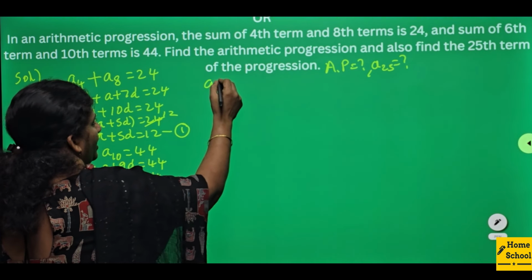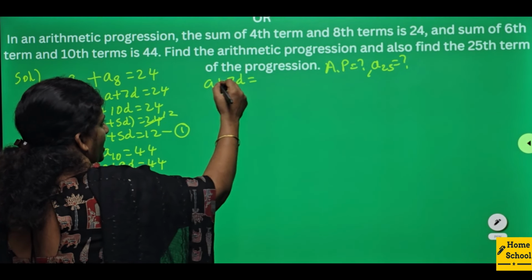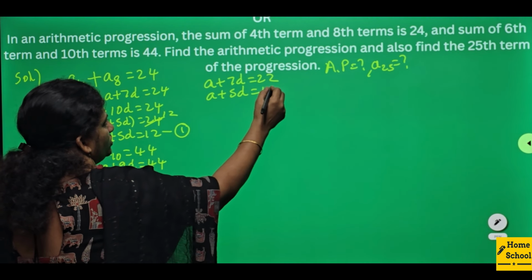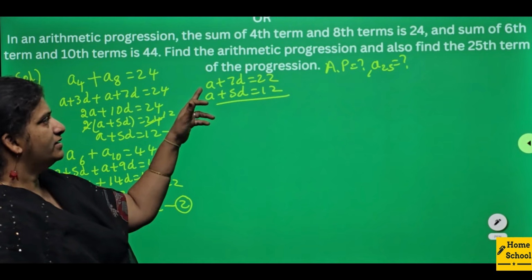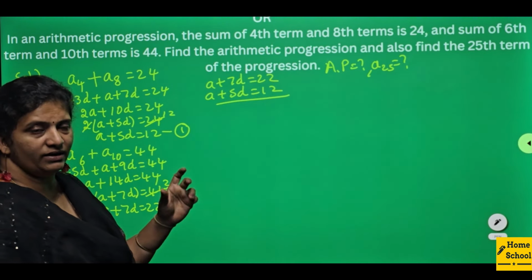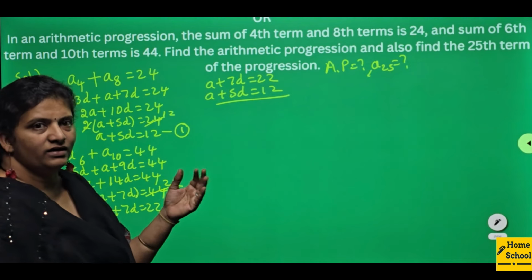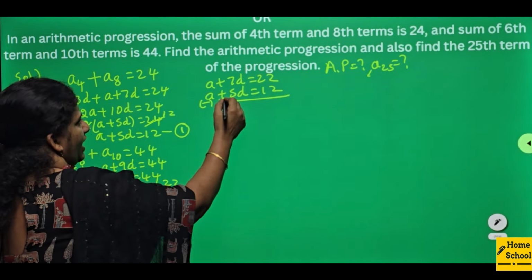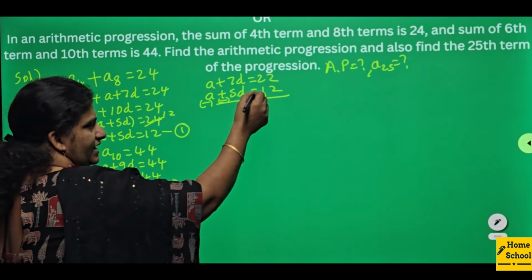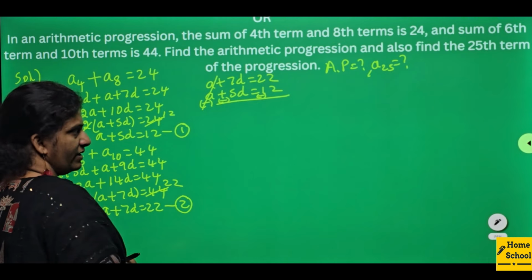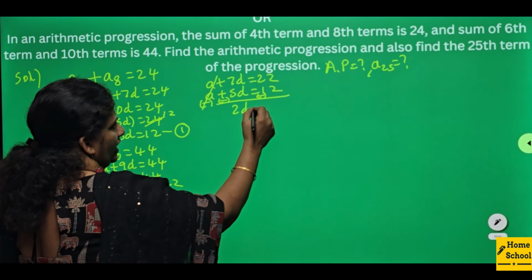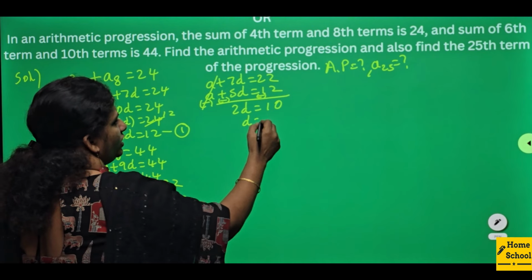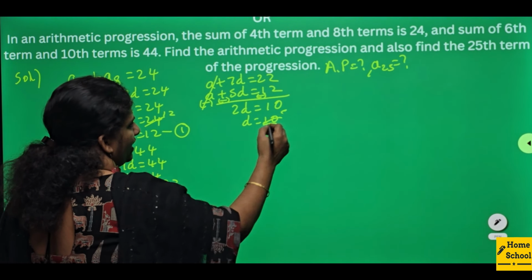Let me take the second equation first. a plus 7d equal to 22. a plus 5d equal to 12. Now add or subtract. See, a and a, both the terms are the same but not with a different sign. If we need to cancel, they should be with a different sign. So for that reason, we need to subtract the 2 equations. Change the sign. a minus a will be cancelled. 7d minus 5d is 2d. 22 minus 12 will be 10. d is equal to 10 by 2, that will be 5.